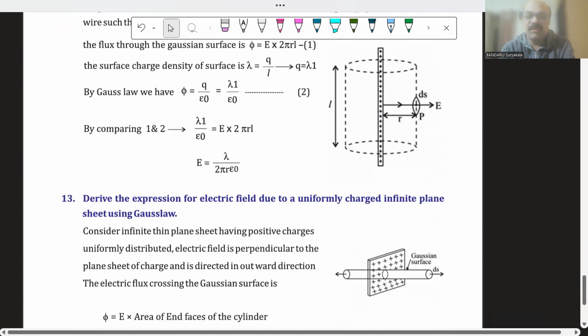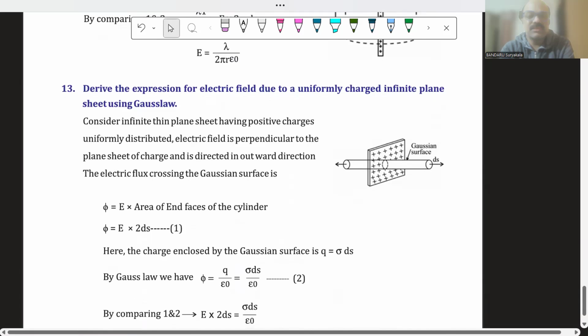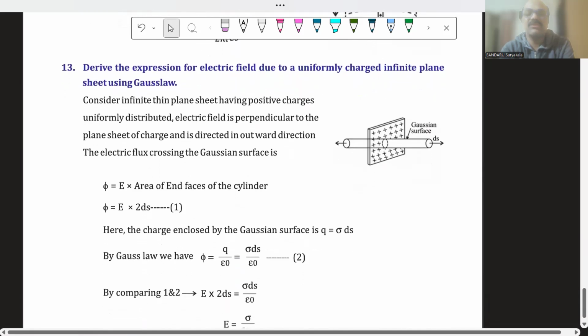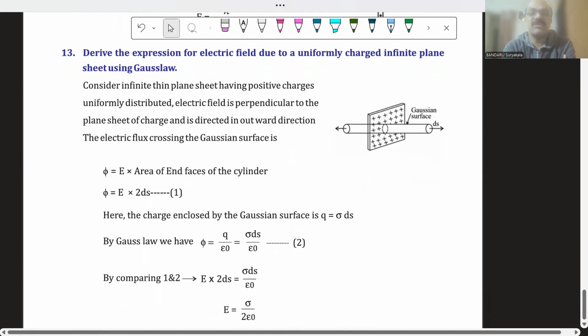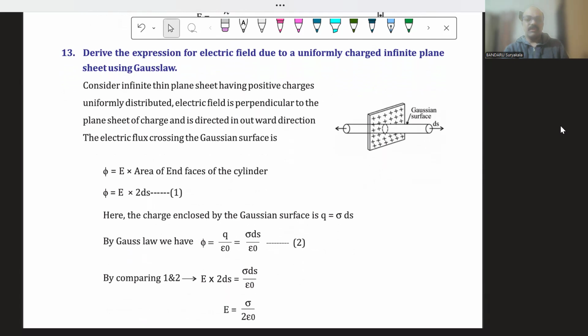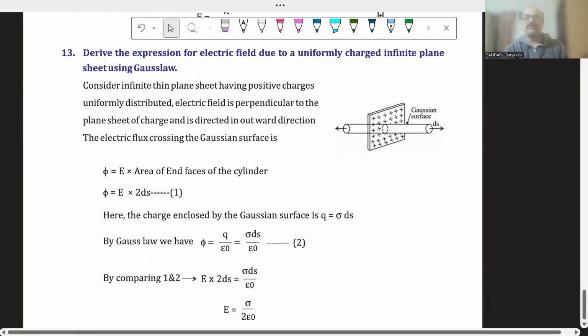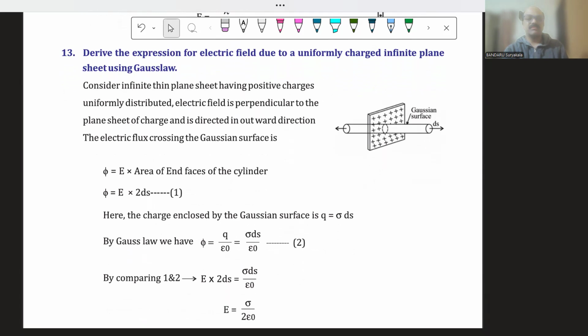Finally, derive the expression for the electric field due to a uniformly charged infinite plane sheet using Gauss law. These are the important questions from this chapter. Just five lines: diagram, Gauss law, definition, explanation. That's it.